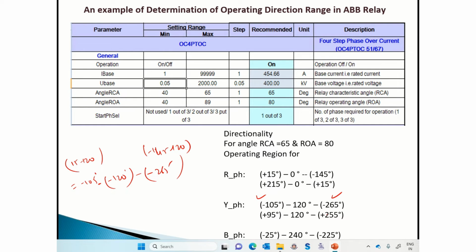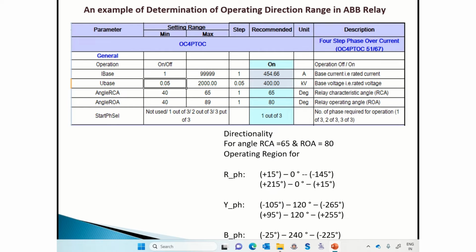You can also write minus 265 as minus 265 plus 360, that is plus 95 degree, and minus 105 as minus 105 plus 360, that is 255 degrees. So you can see here 95 to 255. So this is the Y phase operating region.